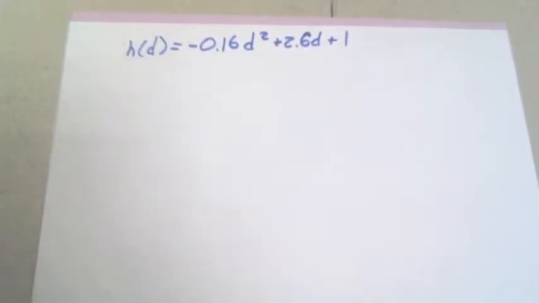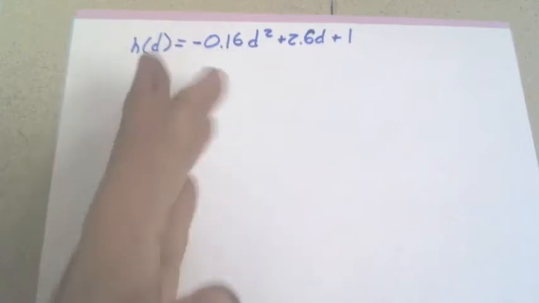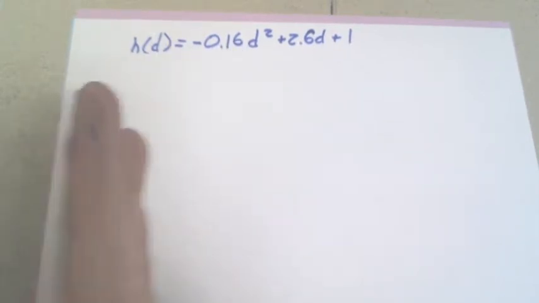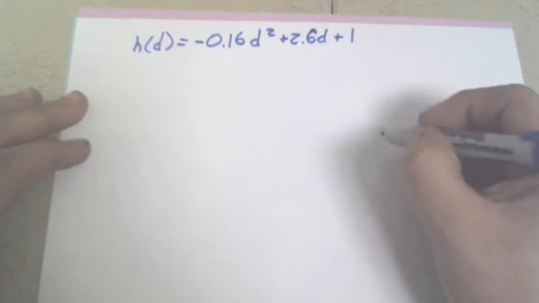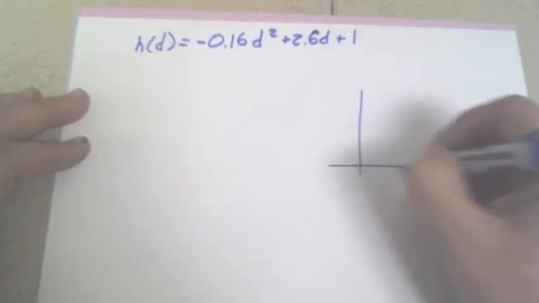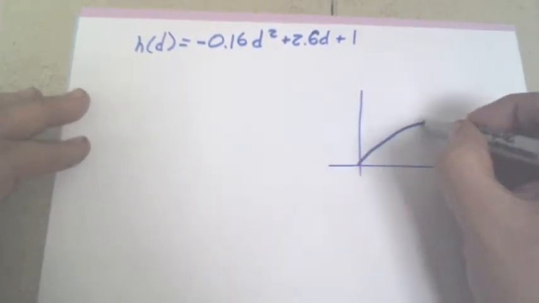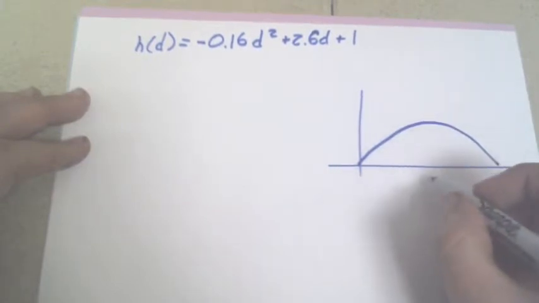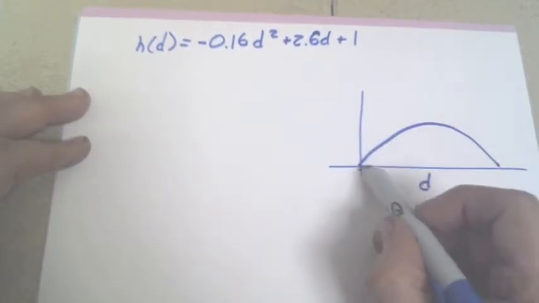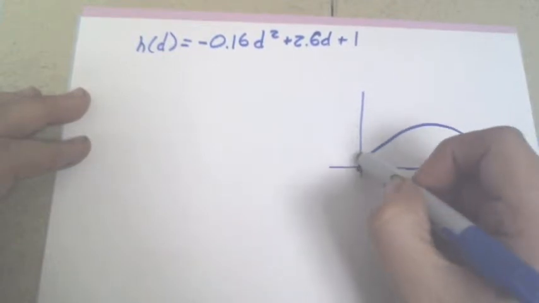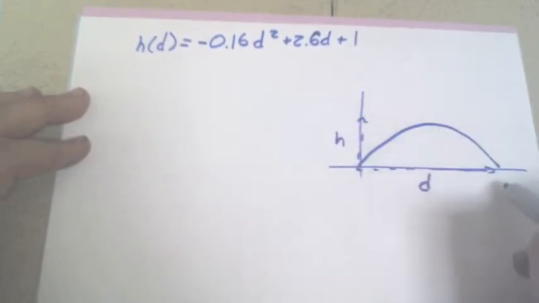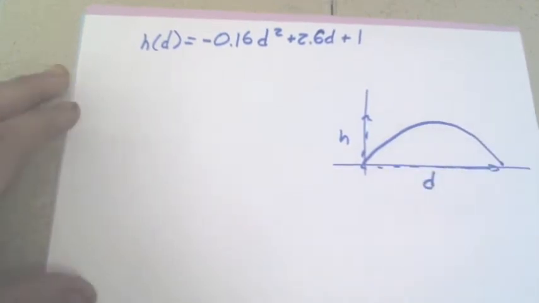So this function models the flight of a ball kicked through the air, where h of d is the height of the ball, and d is the horizontal distance from where the ball is kicked. So this graph actually has a very nice physical representation. That's the path of the ball, where d is the distance, and h is just plain height. So it's almost a picture of the actual path of the ball, which you've got to admit is fun. Well, I guess you don't have to admit that that's fun, but anyway.